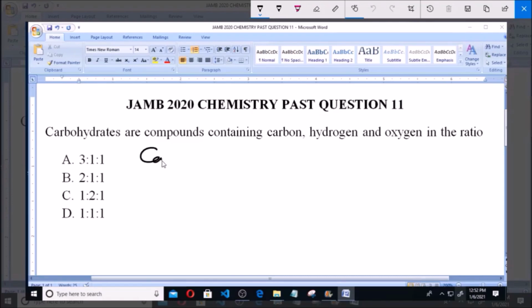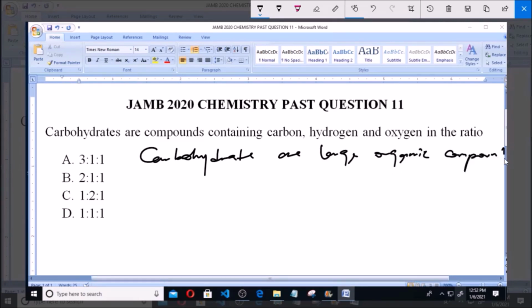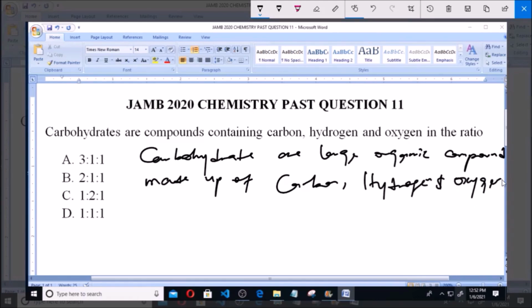Now, carbohydrates are organic compounds. Carbohydrates are large organic compounds that are made up of carbon, hydrogen, and oxygen. A typical example of carbohydrate, which is the most common example, is glucose, that can be found in both plants and animals.